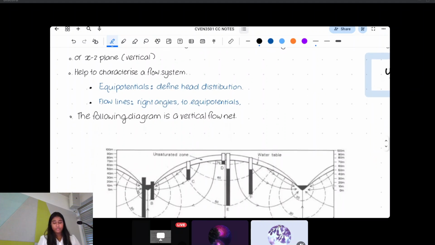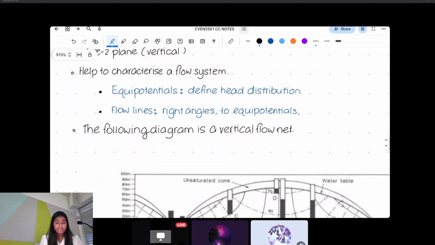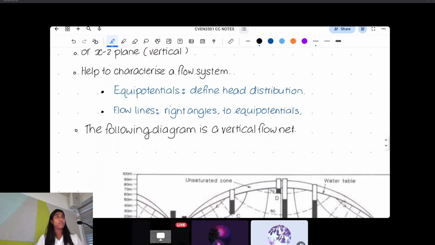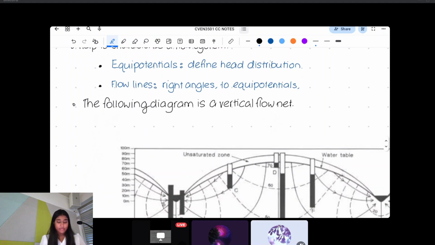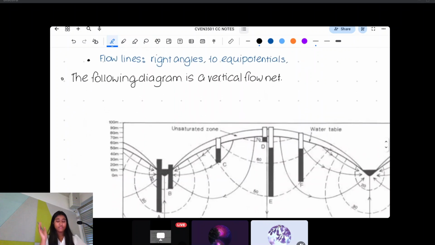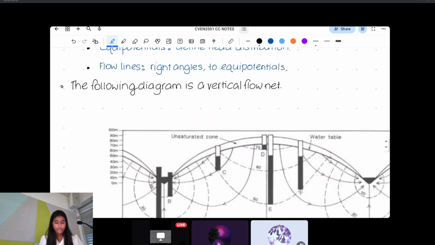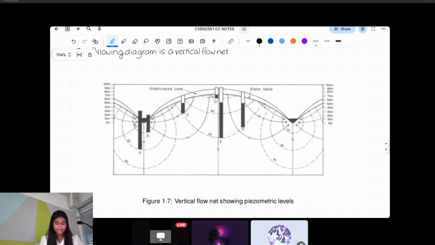And the reason why it's so important in soil mechanics is because it allows you to see how the water's flowing and where it is at a certain point in time or under a certain amount of pressure, right? So the reason why we're going through this now is because we just learned about equipotentials, right? So equipotentials will be able to define any changes in head, and it'll be distributed over those two points, right? And then the flow lines, which are drawn at right angles to those equipotentials, are used to create your flow net, which is an example here.